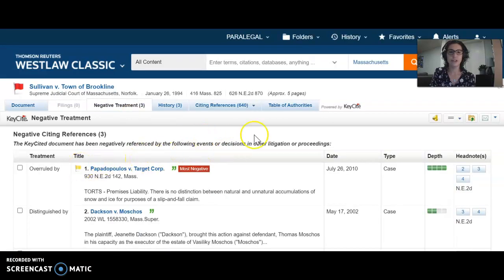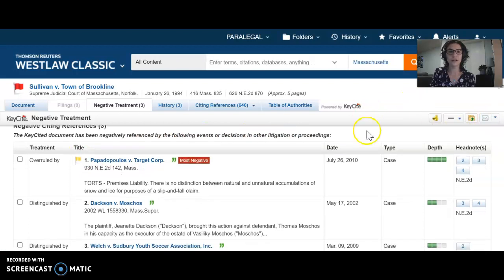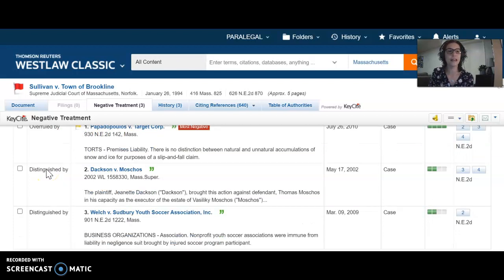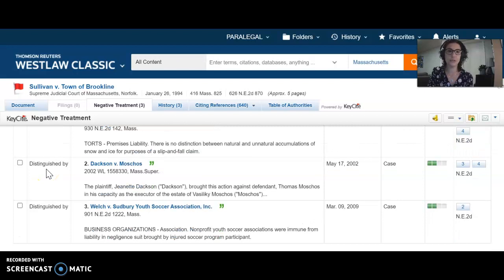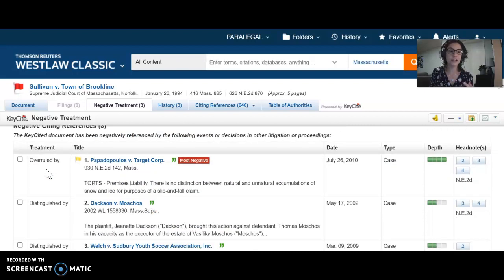notice that, and you can pause the video here to take a look, but notice that Westlaw gives us a grid of information. The treatment, meaning what happened in Papadopoulos? How did Papadopoulos treat Sullivan? Well, it overruled it. And then we have 2 other cases that use the word distinguished. Distinguished, again, means the case came out differently, but not a direct overrule. So we'd want to read it and find out.